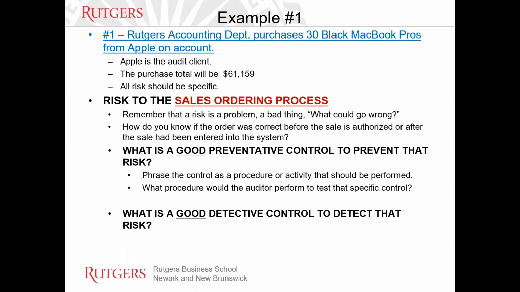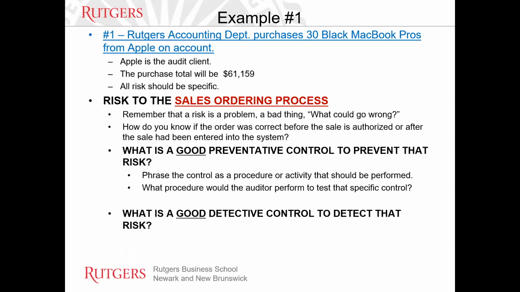See, this is why it's really important that you say the word after or before. Because if I'm asking you for a preventative control and you just say they check it, it's going to be wrong, because I don't know that you know what a preventative control is or a detective control is. One happens before an event, the other one happens after. Because by definition, one should prevent or stop a misstatement. The other one should tell me whether or not a misstatement happened.